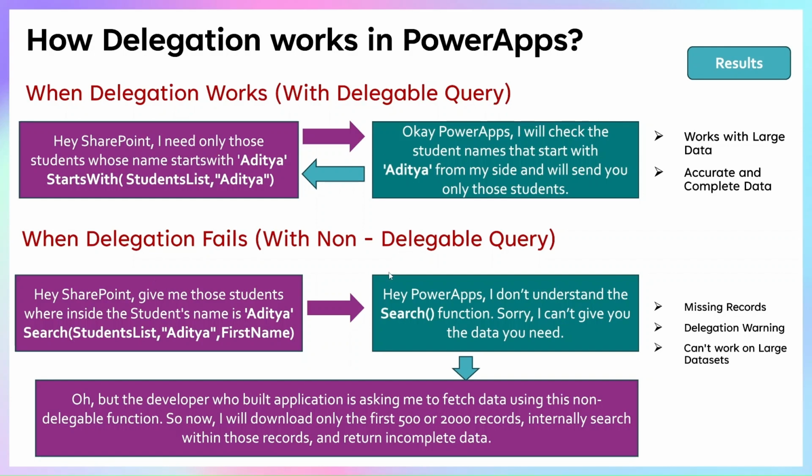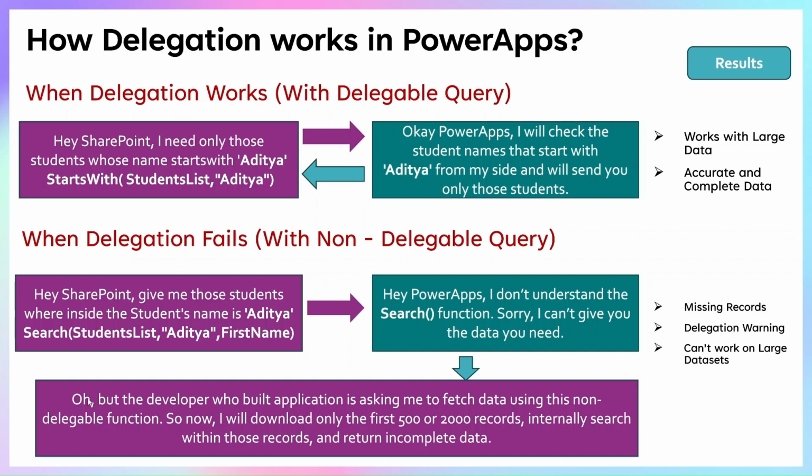And now SharePoint will give the reply. Hey Power Apps, I don't understand the Search function. Sorry, I can't give you the data you need. So basically SharePoint cannot relate this to this non-delegable function. Now in this case, what will happen? The result comes with missing records, a delegation warning, and it can't work on a large data set.